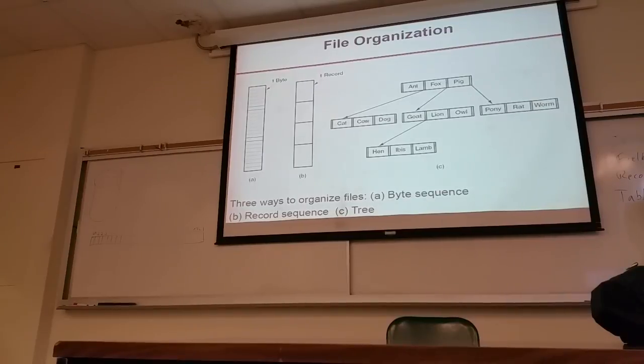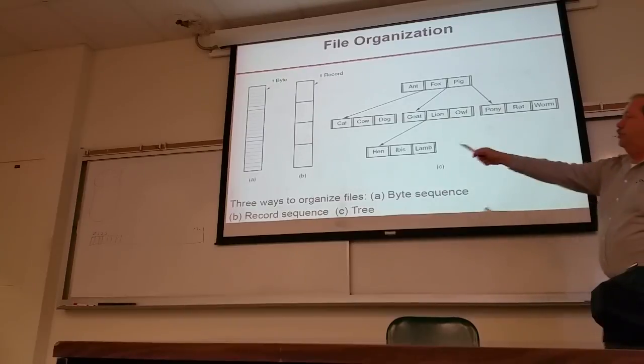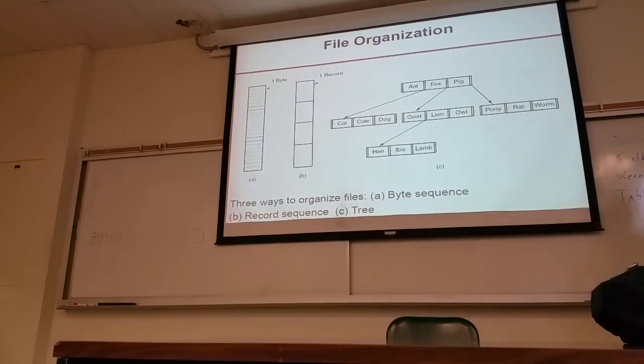So this tree structure is the way most of our file systems are made today. Various systems use those other techniques, byte sequence, record sequence, but we quickly evolved into this tree structure, which allows us a great deal of flexibility and the ability to quickly get to any file that we need to.